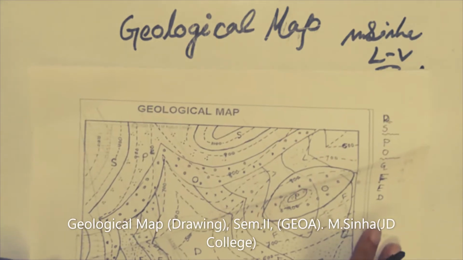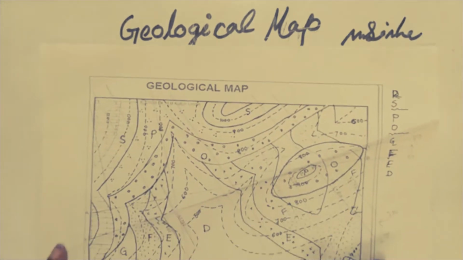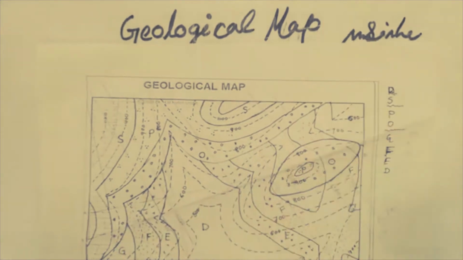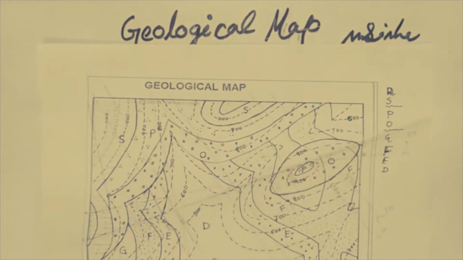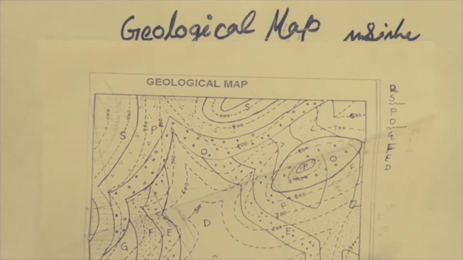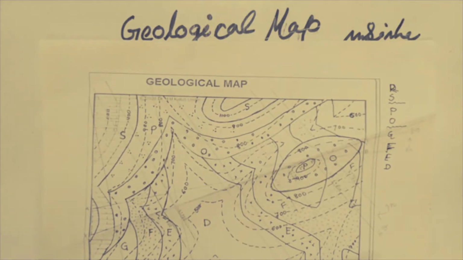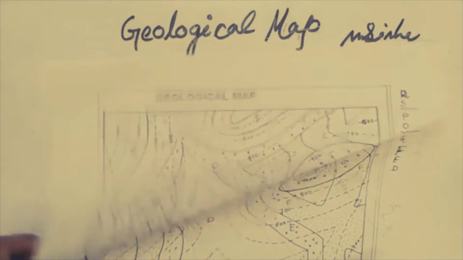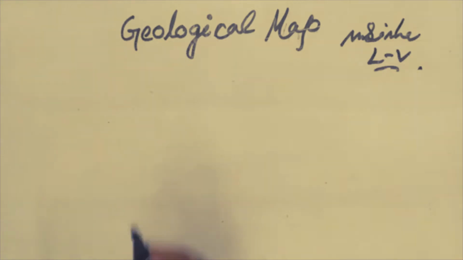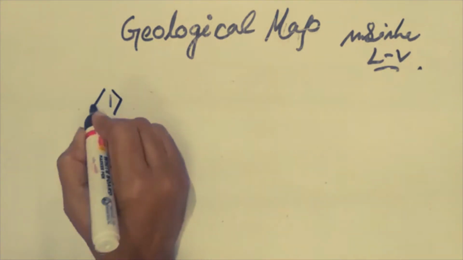Let's start with this geological map. Okay, today we will learn how to plot beds, dips, all these attributes of geological maps along the section line. Before going to the drawing part, from a geological map we can get three kinds of information.